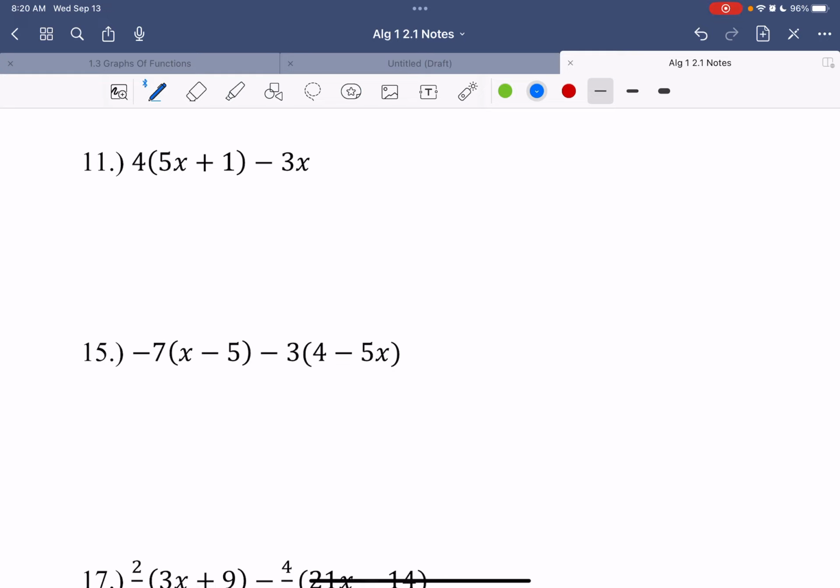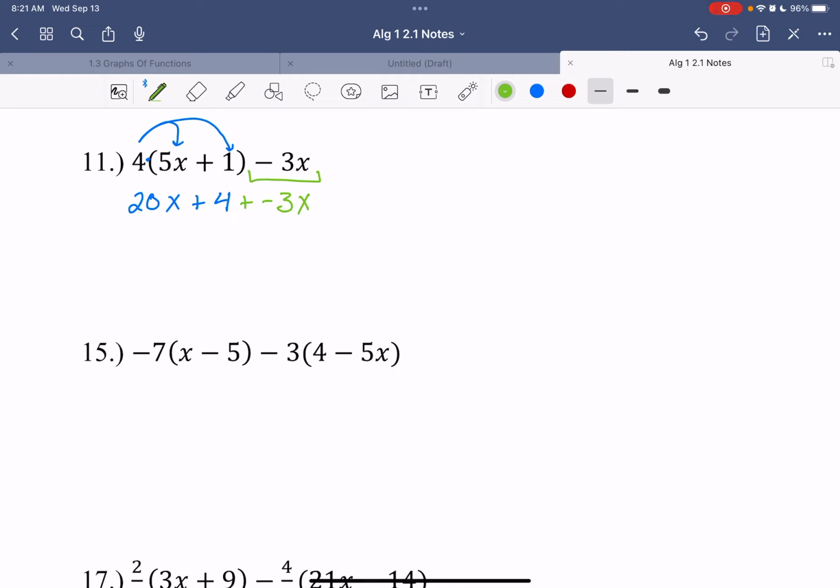So I can't do inside parentheses first. So I have my parentheses multiplied by 4. That's a multiply. I put my dot in there. So here I'm going to use the distributive property. I'm going to take 4 times each of those pieces. So I'm going to take 4 times 5x, which is 20x, and then 4 times 1 is 4. And then I'm going to rewrite this next bit, this subtract 3x, as plus a negative 3x. So now it's straight across addition.